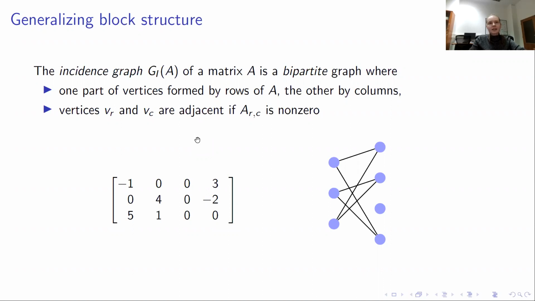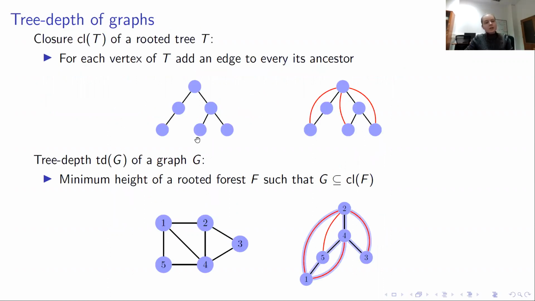And then I somehow want to measure the sparsity both of the graph and the matrix. And it turned out that the notion that's very useful in the context of integer programming is the notion of tree depth. I assume some of you may have heard about the notion of tree width, which is one of the most prominent parameters in structural graph theory. And tree width is a parameter that tells me how close my graph is to a tree.